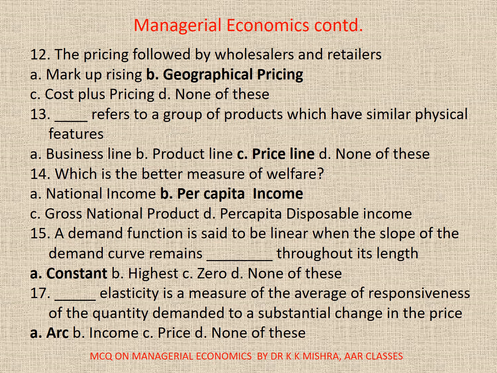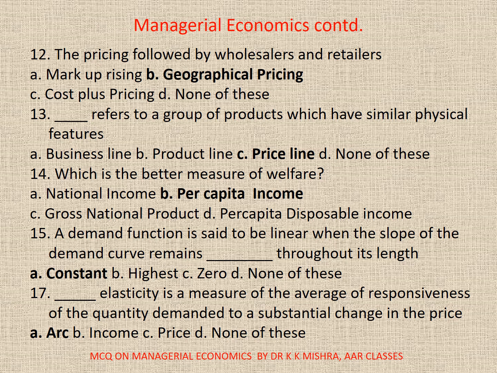12. The pricing followed by wholesalers and retailers. A. Markup pricing, B. Geographical pricing, C. Cost plus pricing, or D. None of these. The correct option is A.